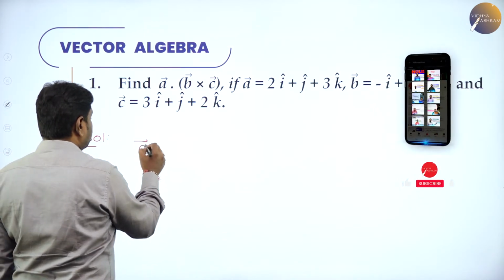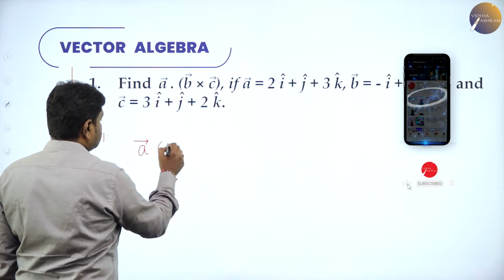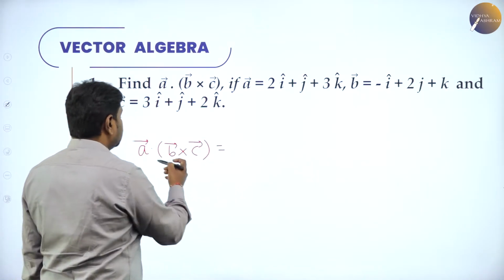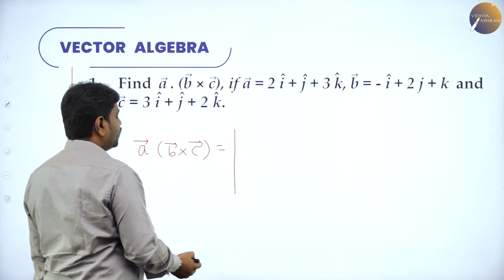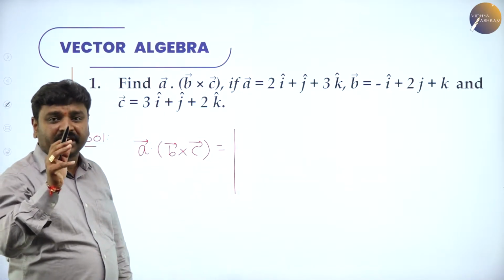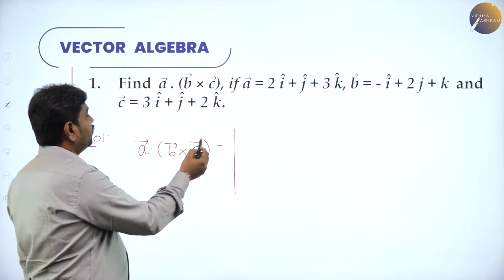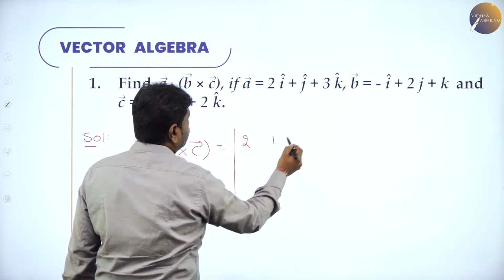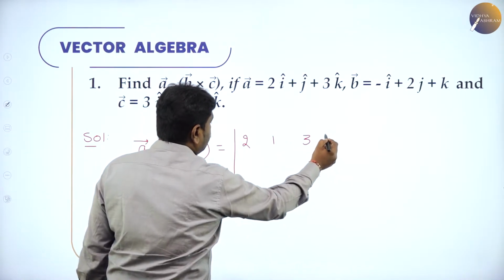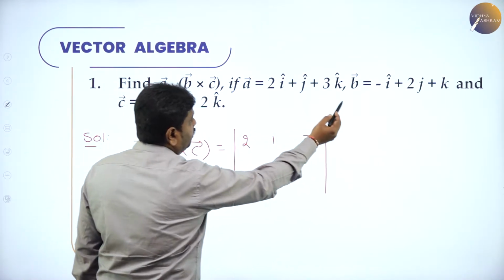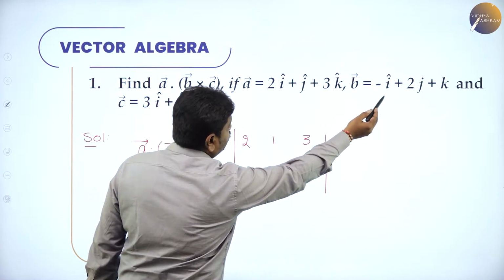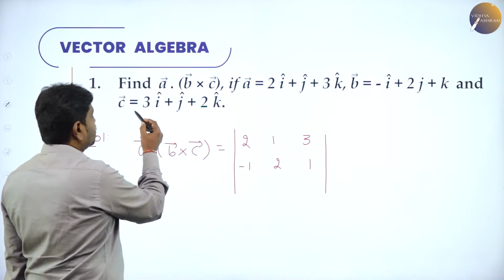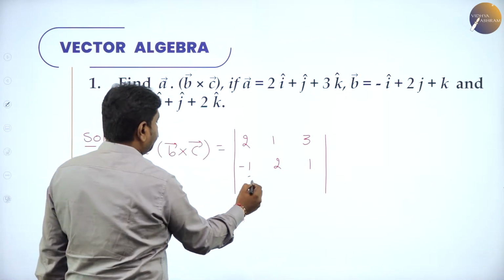So A dot B cross C. Just expand the determinant containing three vectors. In the first row write the coefficients of vector A. What are the coefficients of vector A? Coefficient of i is 2, coefficient of j is 1, coefficient of k is 3. In the second row, write the coefficients of vector B. Minus 1, 2, 1. Then write the vector C coefficients, that is 3, 1, 2.